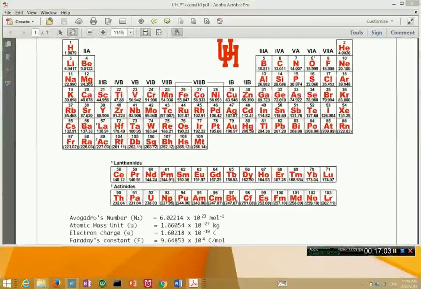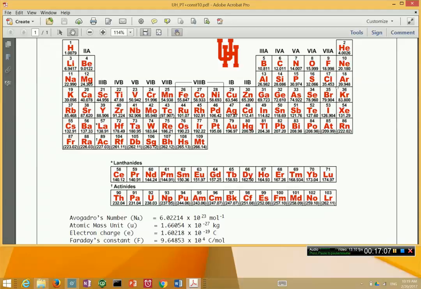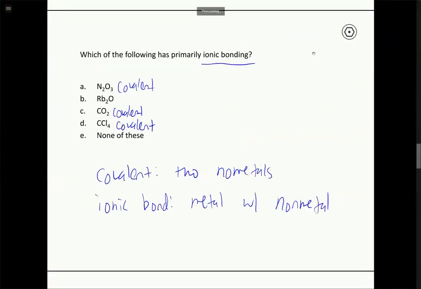Alright, so we know that nitrogen and oxygen are both nonmetals. Carbon and chlorine are nonmetals. Carbon and oxygen are nonmetals. So all three of those answer choices involve exclusively nonmetals, so they're going to have covalent bonding.